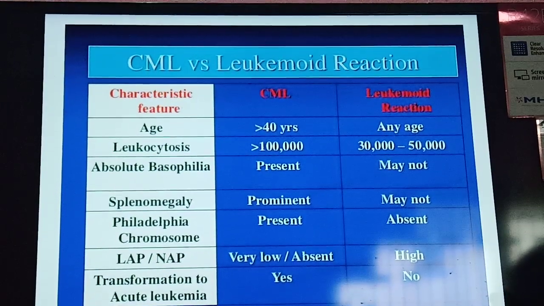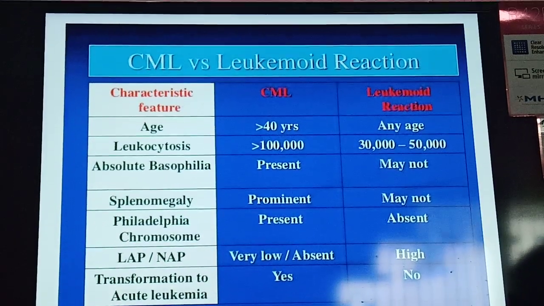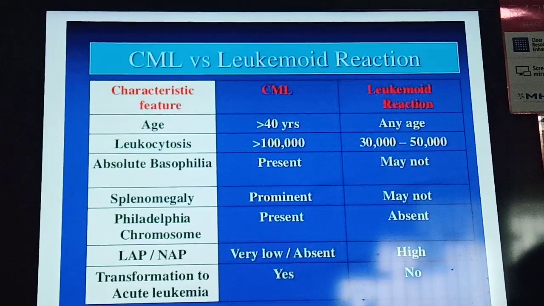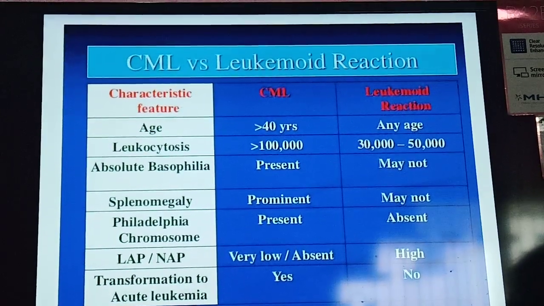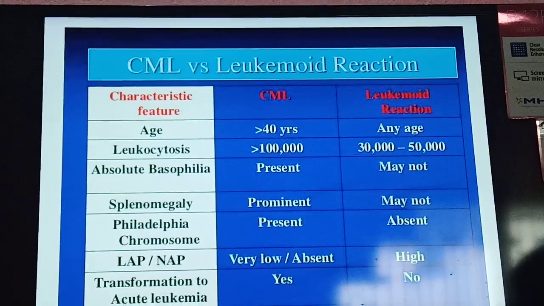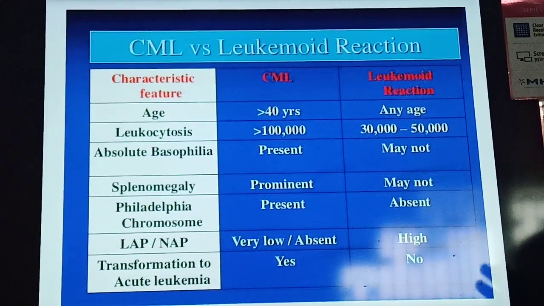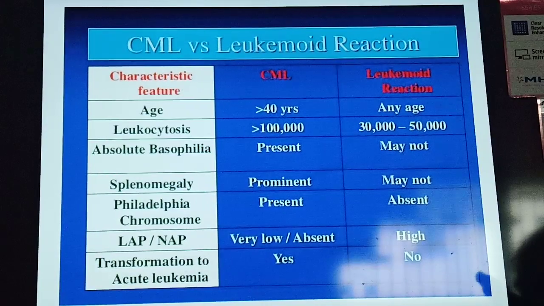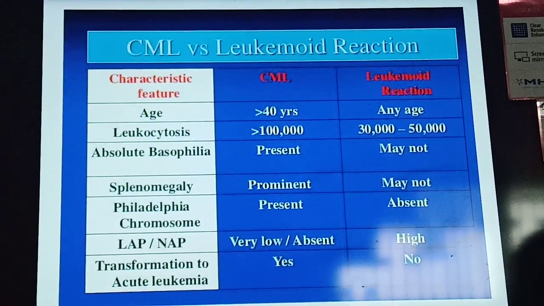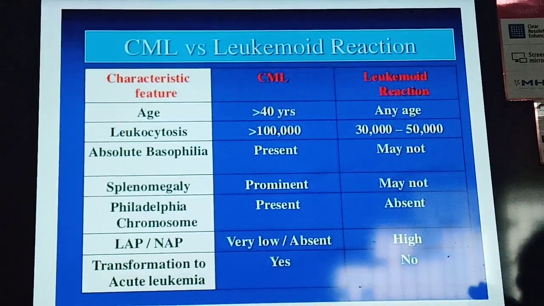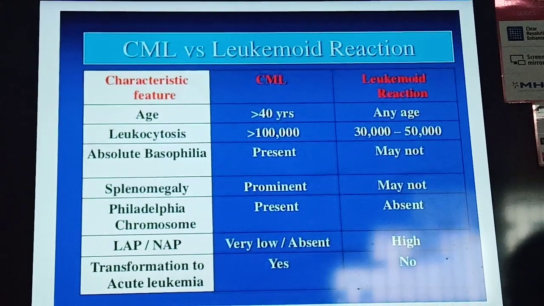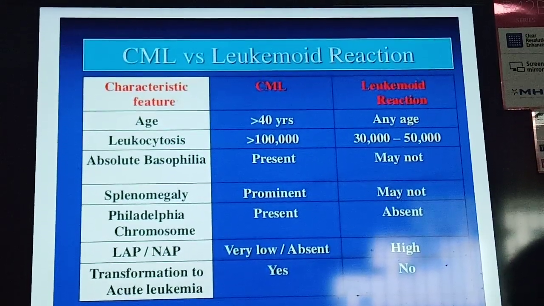Splenomegaly is prominent in CML. In leukemoid reaction there is no splenomegaly. The Philadelphia chromosome is present in CML. In leukemoid reaction it is absent. The LAP or NAP score is usually absent or very low in CML, but the LAP score is very high in the leukemoid reaction. Transformation to acute leukemia is more common in chronic myeloid leukemia, but there is none in the leukemoid reaction.